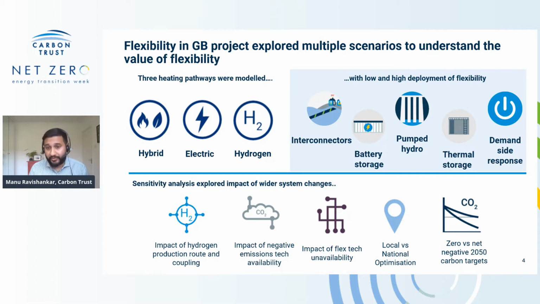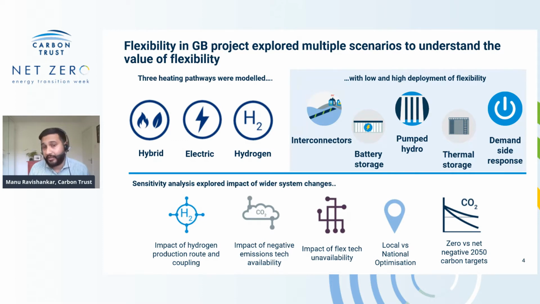For each of these core scenarios, we carried out a whole systems analysis looking at high flexibility deployment and low flexibility deployment to then work out the system cost and other implications. This not only allows us to understand how much flexibility and what type is required, but also the implications for generation capacity, carbon negative technology requirement, network investments, and so on.